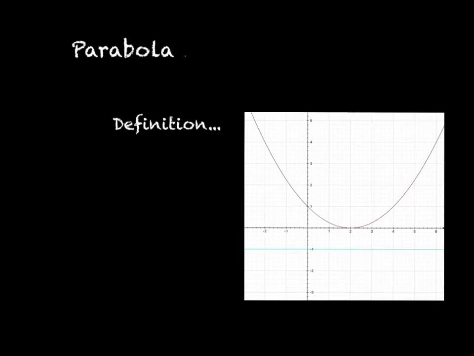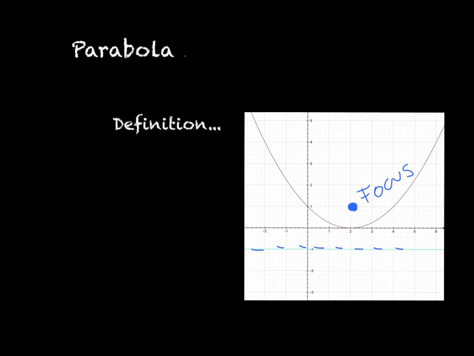Okay, guys, we finally get to the last conic section, which is the parabola. So let's start by knowing the definition of a parabola. A parabola is the set of points which are equidistant to two things. One, a fixed point called the focus, which is this point over here. And the other thing we have to take into account is a line called the directrix.